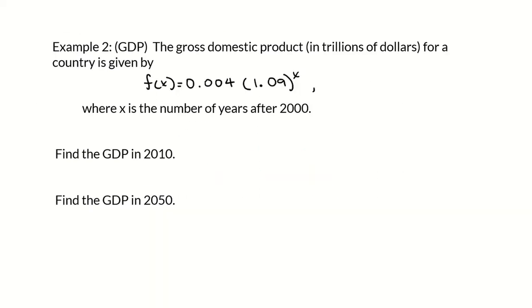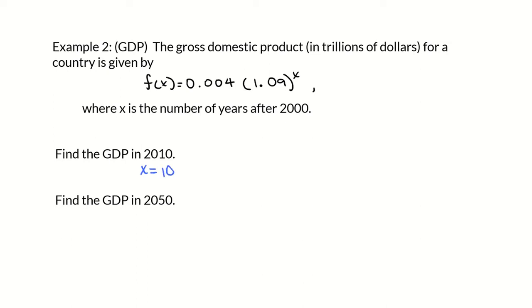Another example of an application of exponential functions is gross domestic product. The gross domestic product, or GDP, in trillions of dollars for a country is given by f of x equals 0.004 times 1.09 to the x, where x is the number of years after 2000. Find the GDP in 2010. Since x is the number of years after 2000, GDP 2010 corresponds to the year x equals 10.